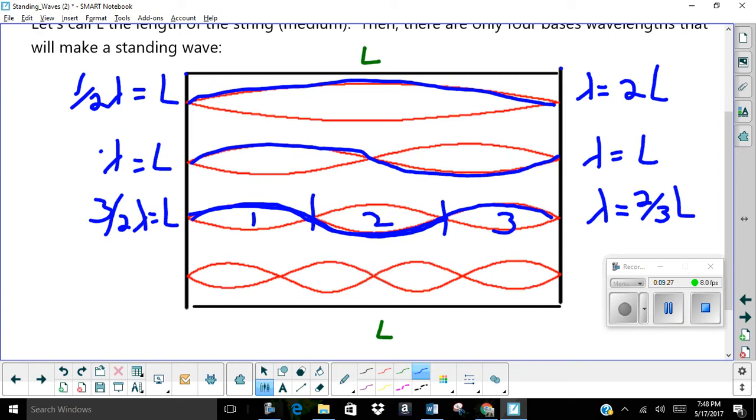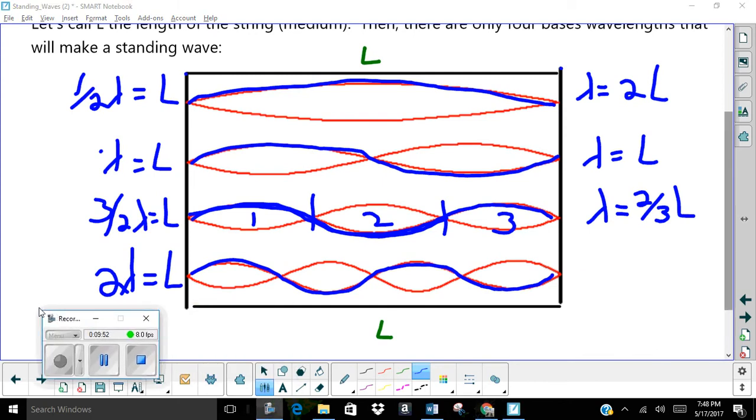And then the last one, the fourth harmonic, when you've got two fixed ends, you've got 1, 2 wavelengths for the length of the string. So 2 wavelengths in the length. Or I can go ahead and say that a wavelength is going to be half the length of the string. We're going to play around with this on another animation here.